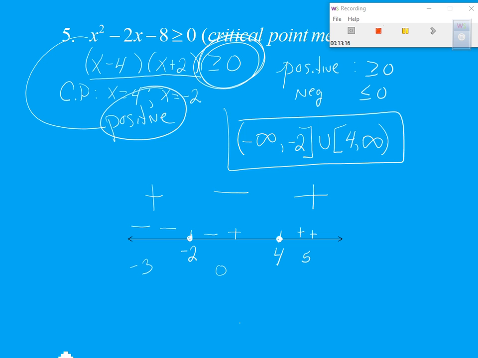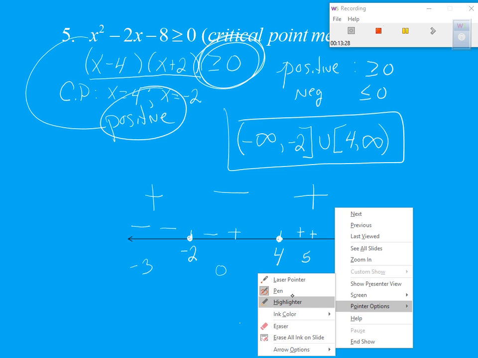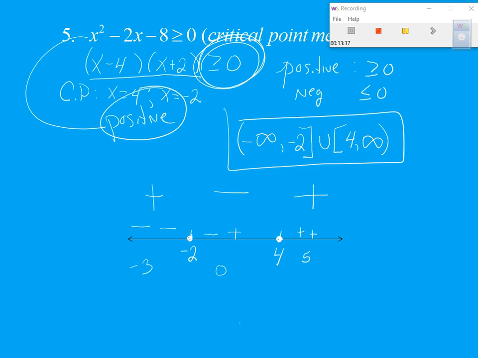Now, also, I want to mention this real fast. I wouldn't mind switching colors if it'll let me. Think about the graph of x squared minus 2x minus 8. It's going to be a parabola opening up. Well, that parabola would look like this. It would cross the x-axis at negative 2 and 4.